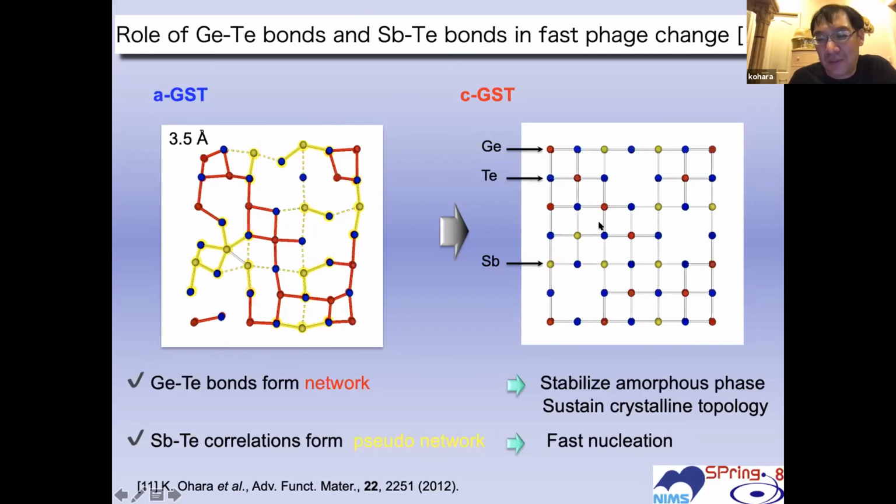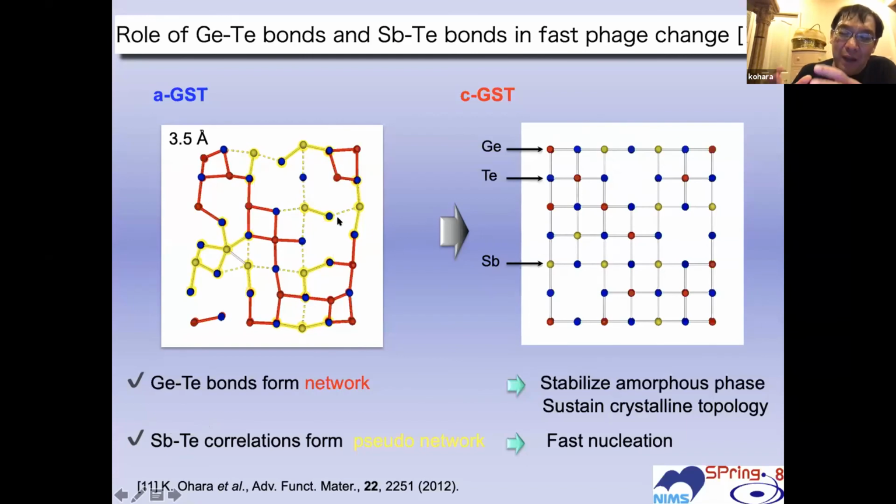This type of connectivity is also important for fast crystallization. And also antimony-tellurium bonds actually don't form a network, but if we expand the coordination distance, we can find a network. That's the reason why we call it a pseudo network of antimony-tellurium. So antimony does not distribute randomly, and the antimony-tellurium correlation has crystalline topology in the amorphous phase.